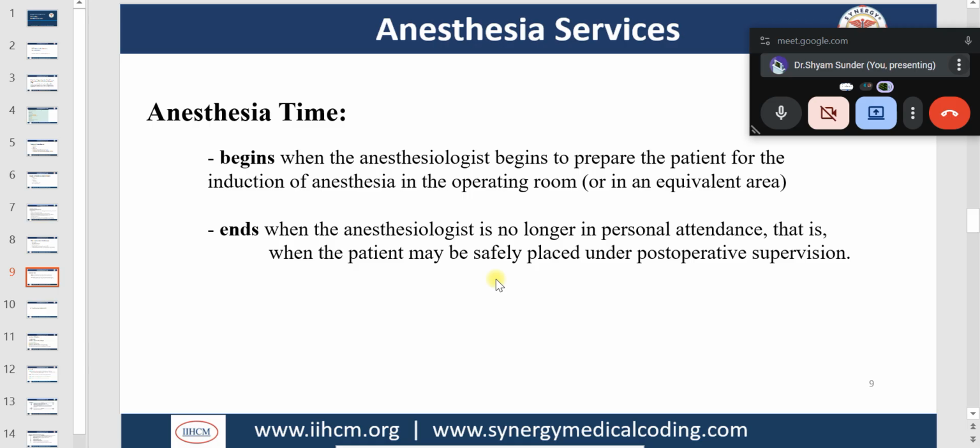So what happens after the surgery? The patient will be shifted to the post-operative ward. The anesthetist has to go to the post-operative ward and address the patient. Hi, how are you? Are you okay? The patient has to answer. That's when this anesthesiologist will leave. That's the time anesthesia time ends. So you have to remember these.